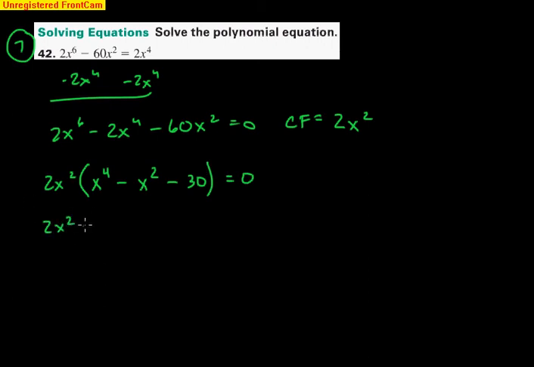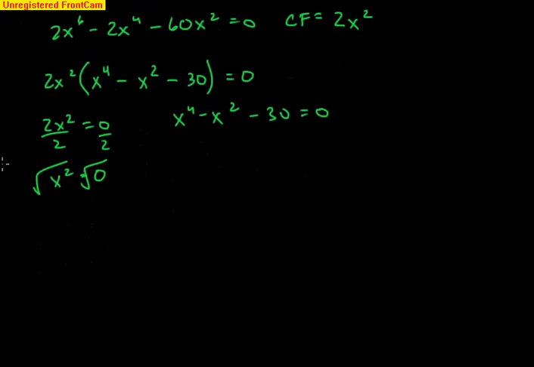So now here, set each one equal to 0. 2x squared equals 0. x to the 4th minus x squared minus 30 equals 0. Here, get the x squared alone. Divide by 2. x squared equals 0. Take the square root. Now you get two answers, plus or minus, but remember, 0 is neither positive nor negative. So you get two answers of 0. And there's 2 of the 6 solutions to this problem.